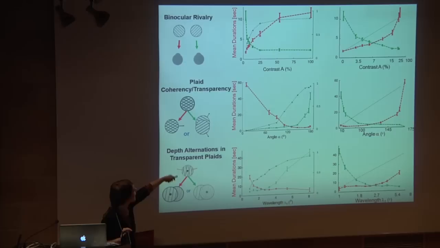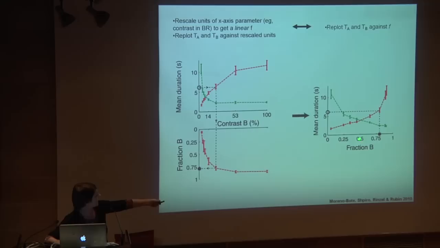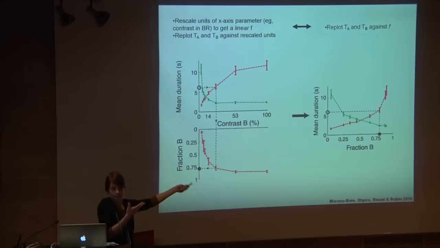But in fact, if you think about it a little more, you realize that doing that is more equivalent to redrawing your t values against f itself. Because if f is going to be linear, then it's like redrawing it against f itself. So in this particular case, if instead of asking what is the contrast that would give me a linear fraction, I just draw TA and TB against their fraction, which is just TA over TA plus TB, you get the exact same curve. Some of you know this, and some of you can go offline later and think about it, but it works.